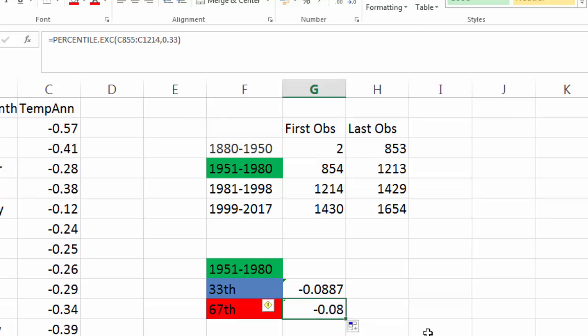Now we want the 67th percentile. We'll start by just copying this across. Now the reference period has moved by 1 row by copying this down. Since we only do this once, I'm just manually changing this reference period back to rows 854 to 1213. Otherwise we could have used dollar signs. Now instead of 0.33, we use 0.67 to get the 67th percentile. So 67% of observations of monthly temperature anomalies in our reference period are smaller than 0.08. That means a third of observations are larger than that value, and that's what we will define as hot days.